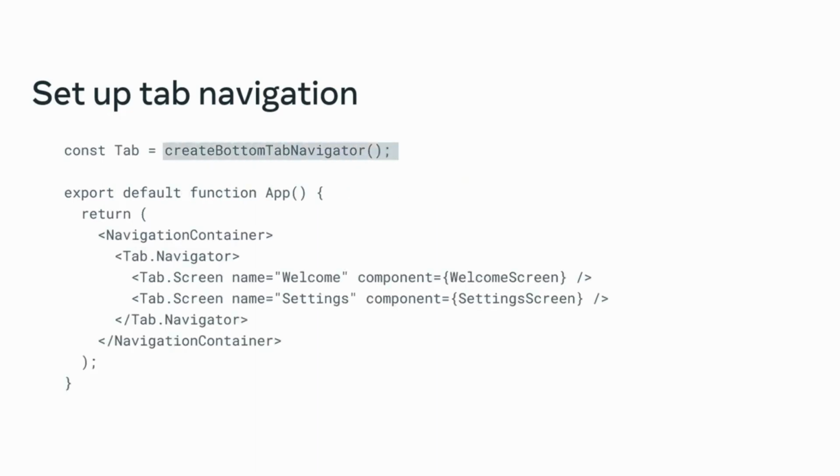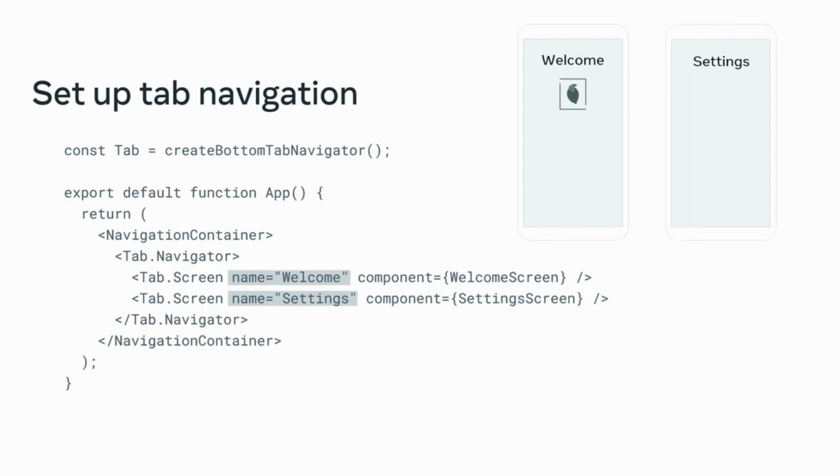Once the navigators are imported, instantiate the tab using the Create Bottom Tab Navigator from React Navigation. Then, within your root app component, wrap the tab navigator within all the tab screens. Initialize all the screens that you can navigate to via the tabs. As previously said, in this example there are two screens, the welcome screen and the settings screen.